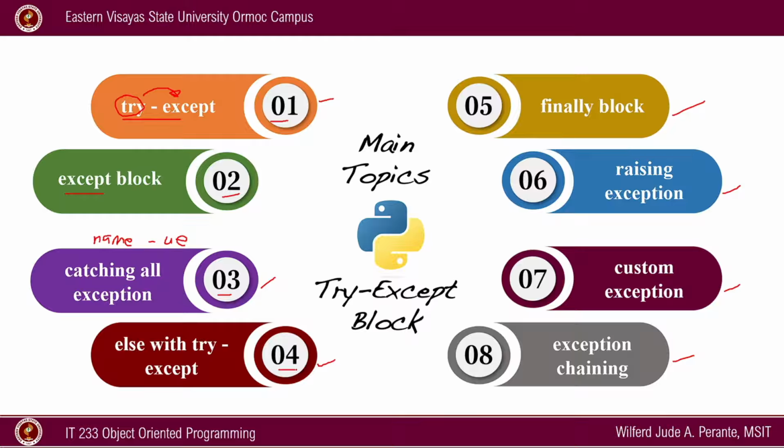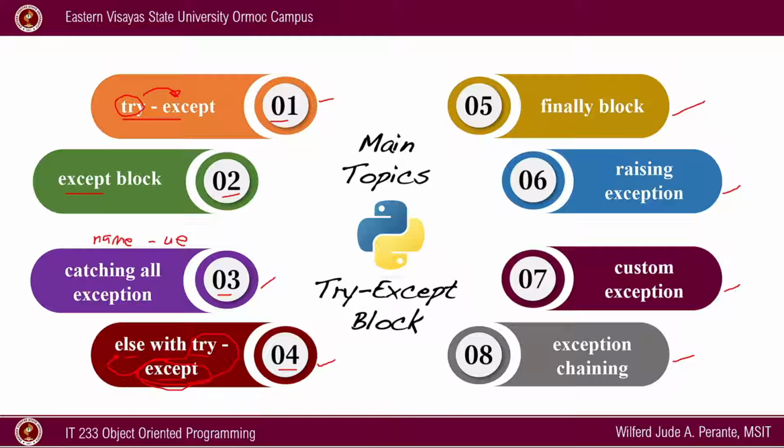Now, number 4, using the else with try except. So the else block can be used in conjunction with try except, with code that could run only if no exceptions are raised. Okay, pagkatapos nito, dito na siya pupunta kay else.